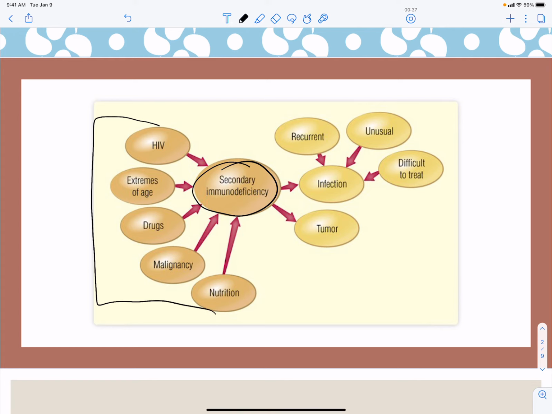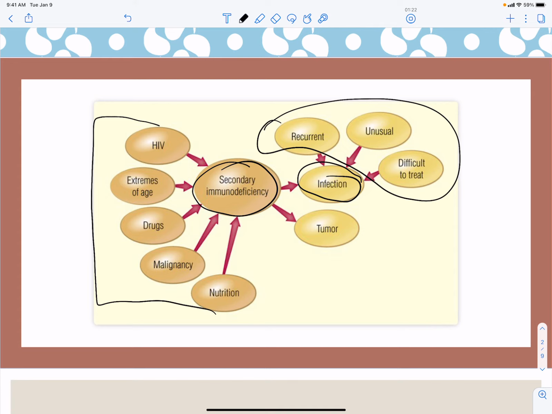And so you can think of secondary immunodeficiency as being related to all of these substances. Infection with HIV, age can have an impact, whether you are a very young, developing baby or an older person, elderly person. Also, drugs, cancer, whether you're going through chemotherapy and immunosuppressive drugs, nutrition, etc., can all have an impact on a secondary immunodeficiency. And if you do have a secondary immunodeficiency, you might be susceptible to infections. And these infections can then be our three: recurrent, unusual, and difficult to treat.